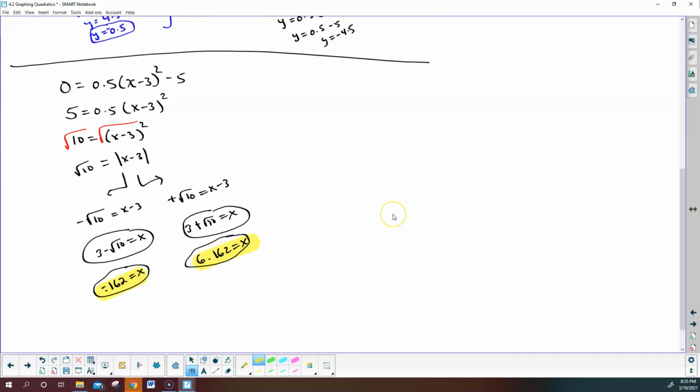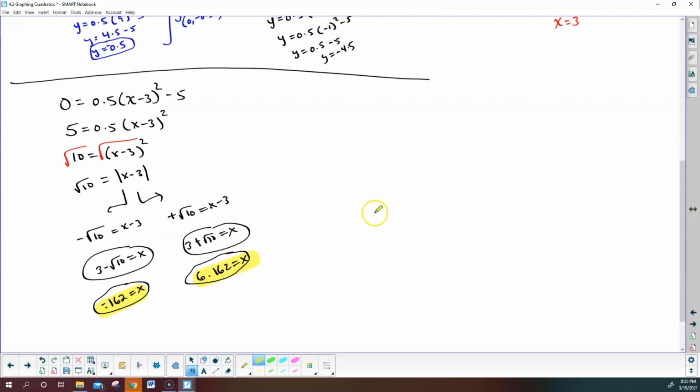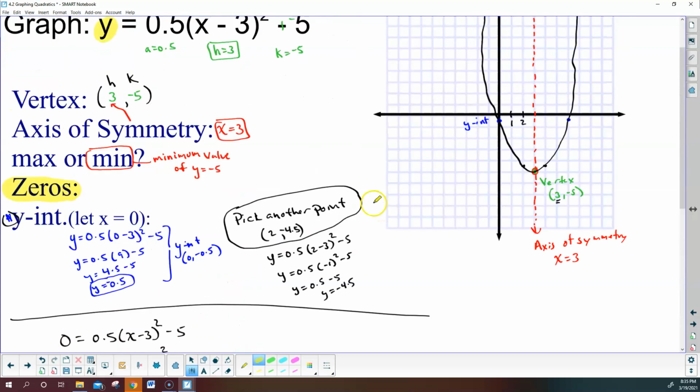But what if I graphed them? X is equal to negative 1.62. Let's look at where that is on the graph. If I go over negative 1.6, that's just barely over, that's right there. Right at this spot is one of my zeros. And where's the other one? It's at 6.162, so just past 6.